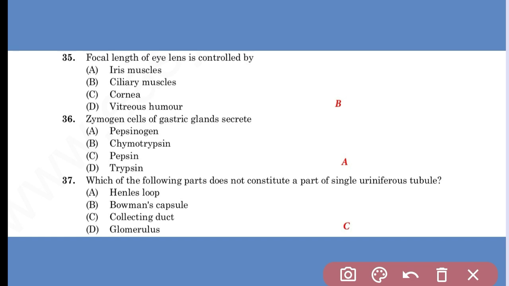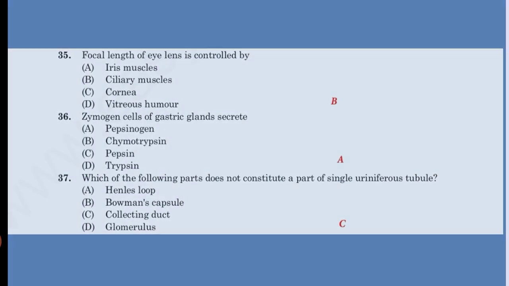Bowman's capsule is a part of the nephron that forms a cup-like sac surrounding the glomerulus. Bowman's capsule encloses a space known as Bowman's space. It is contiguous with the proximal convoluted tubule. So the loop of Henle, Bowman's capsule and glomerulus all are parts of a single uriniferous tubule, but the collecting duct is not a part of a single uriniferous tubule. Option C is the answer to this question.